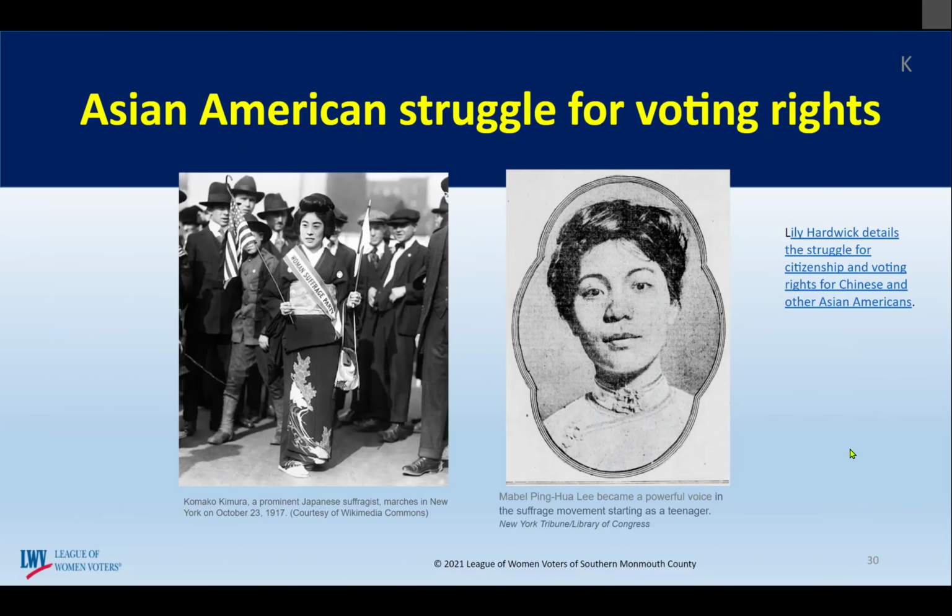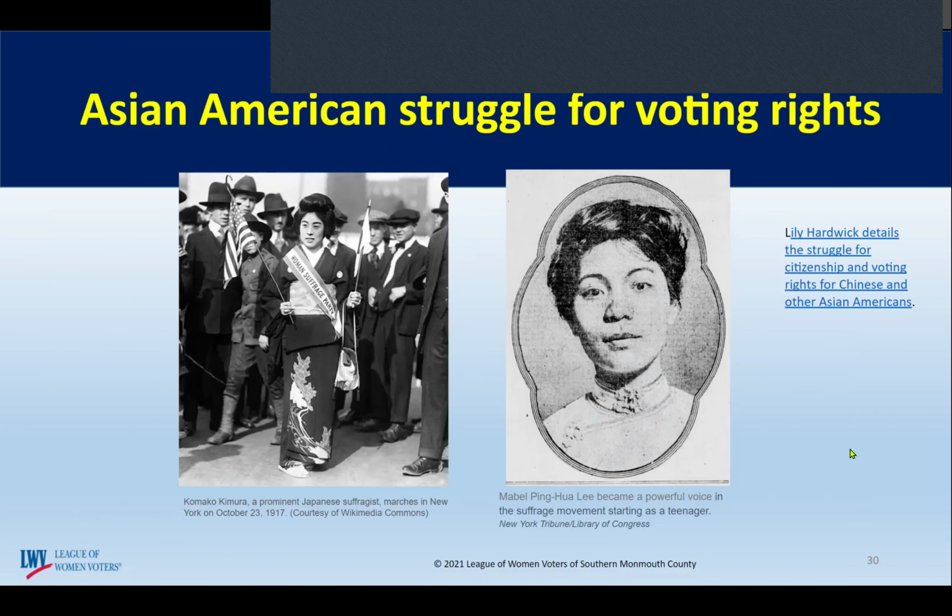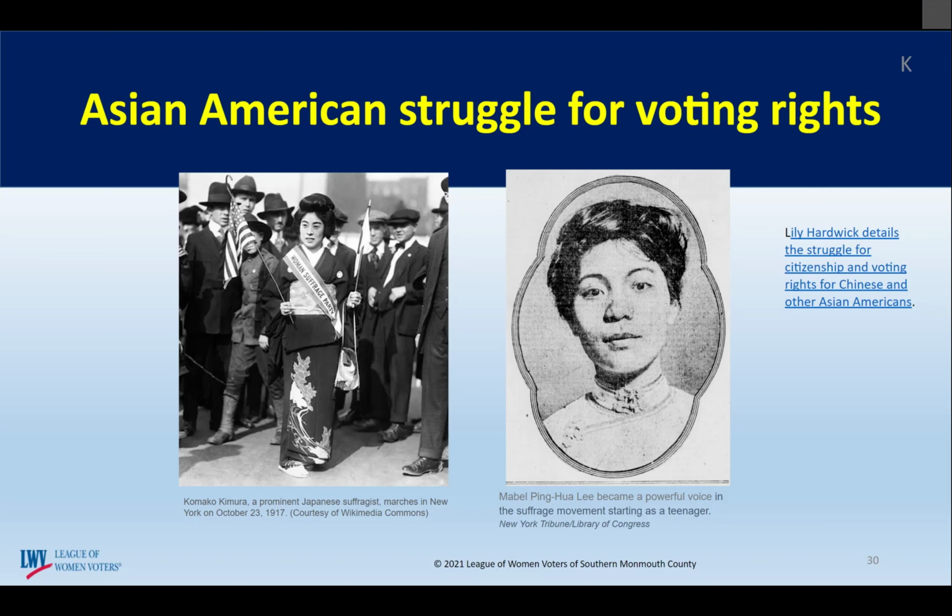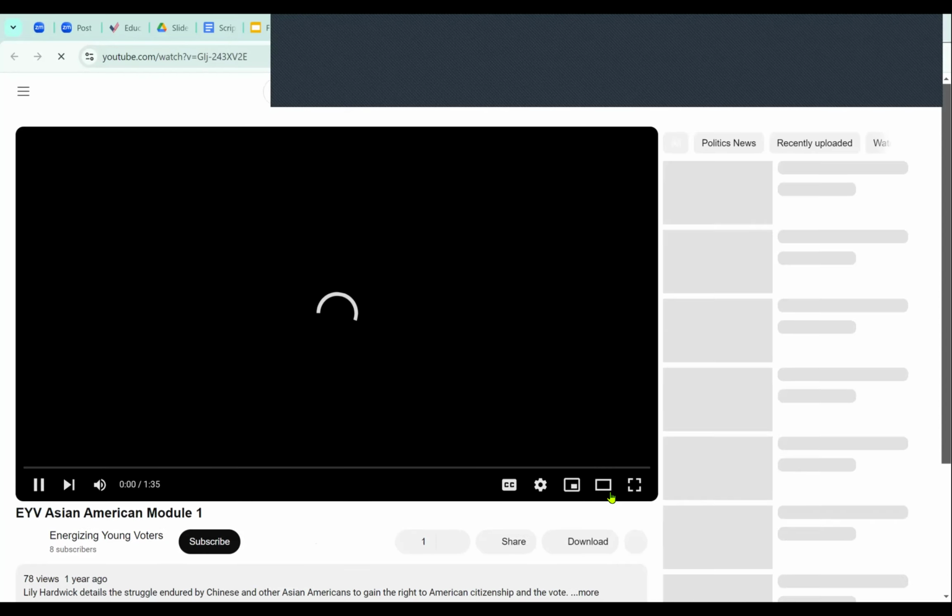Here again, you can take a look at the images because Lily will appear full screen, but you can see the woman on the left is a suffragist who was fighting for the right to vote in 1917. So prior to the Women's Suffrage Amendment, the 19th Amendment, Mabel Pinghua Lee was also a powerful voice, and that's what Lily's going to tell you about.